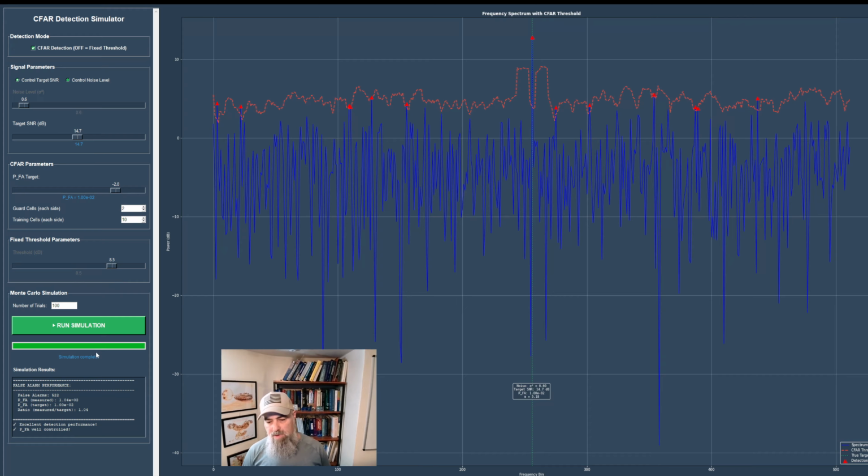In the next lesson, we will dive into the mathematics of CFAR detection, and we will take the mathematical expressions that we need in order to see the threshold, and we will build a simulation.